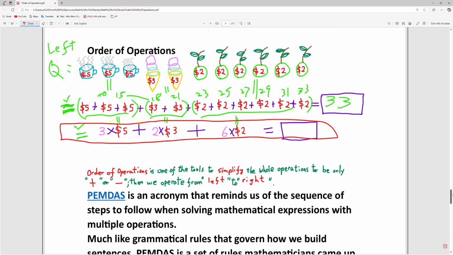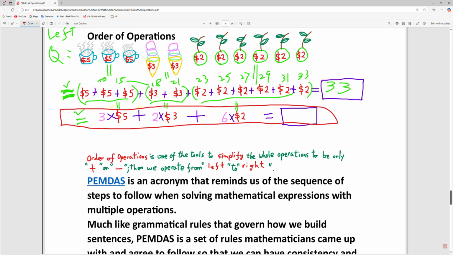Let me go back to here. I say this rule was not created by me. This rule is discovered, not created. No one invented this rule, but our genius mathematicians discovered the rule from nature.